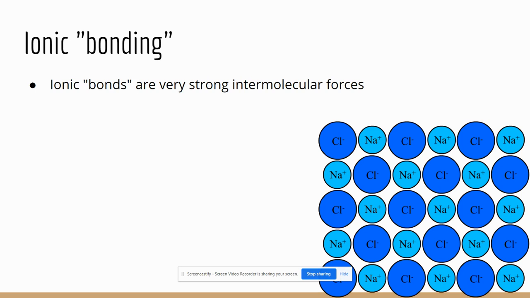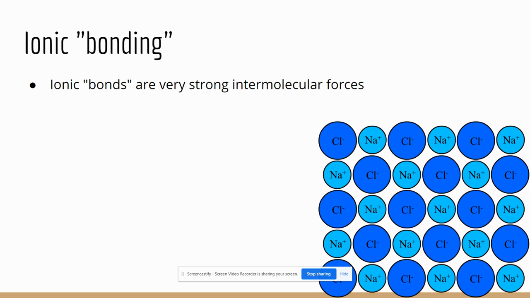Pause here, you don't really need the picture. And then the fourth type of intermolecular force is ionic bonding. I put bonding in quotes because my professional viewpoint is that bonding is really only when we have constructive interference of orbitals, and we don't have that with ionic bonding. It's really just a very strong intermolecular force that occurs between charges.